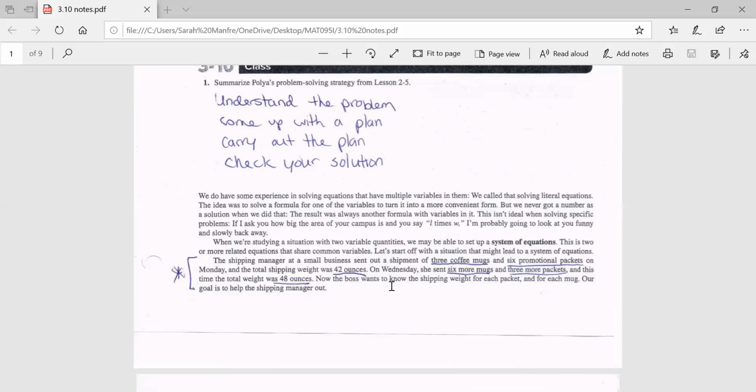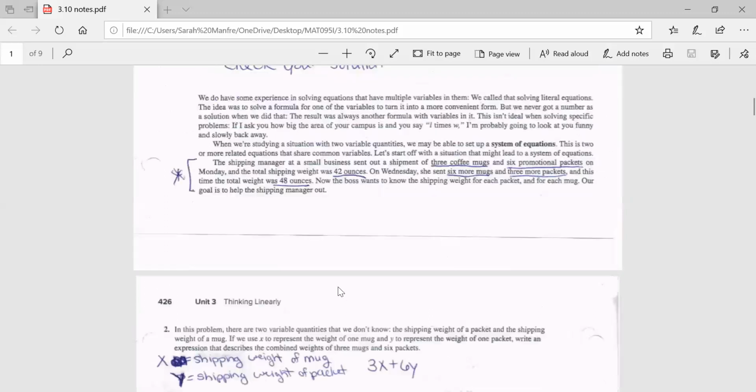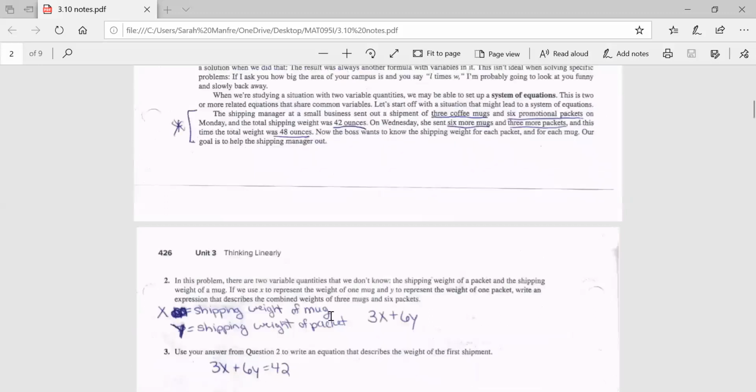Okay, so if you notice, I underlined all the important information, and on the next page, we're going to use that information to try and answer this question. So in question 2, it says, in this problem, there are 2 variables, quantities that we don't know, the shipping weight of a packet and the shipping weight of a mug. We use X to represent the weight of a mug and Y to represent the weight of a packet. Write an expression that describes the combined weight of 3 mugs and 6 packets.